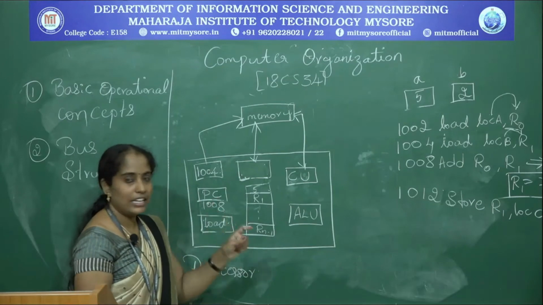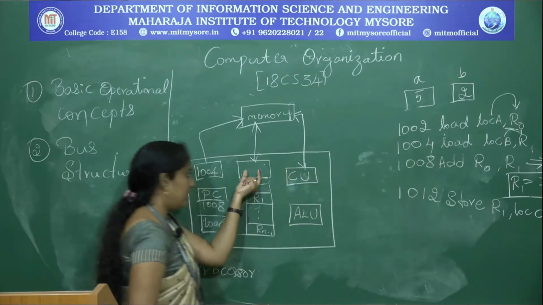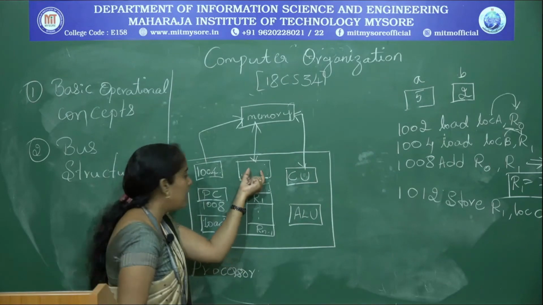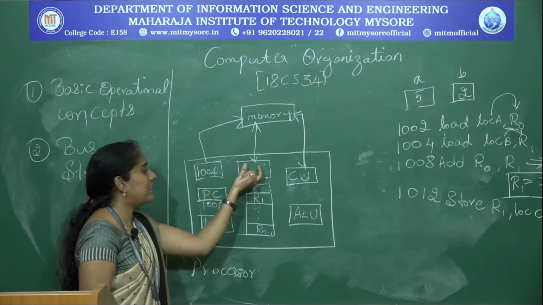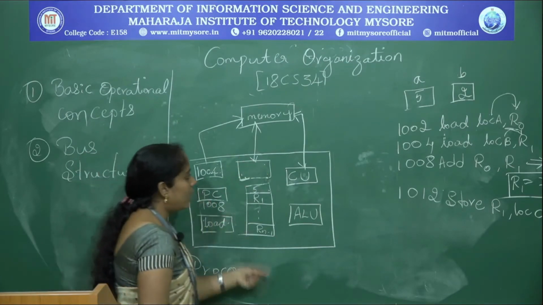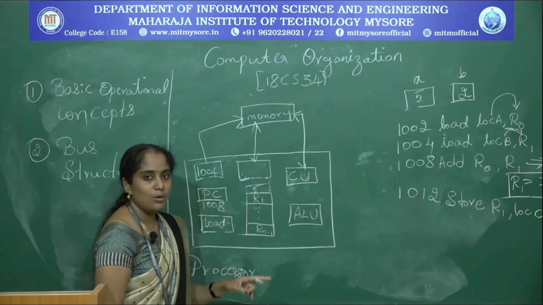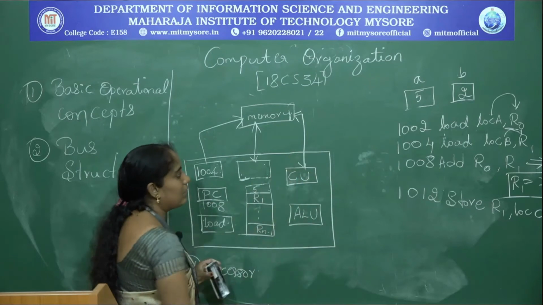Now again, it will take the first word, that is load. It will come here to the MDR. Now your CU will check, yes, it is an instruction, and it sends that load instruction and it is stored in the IR register. Now it will check the next word, that is location B. Now location B will contain value 2.